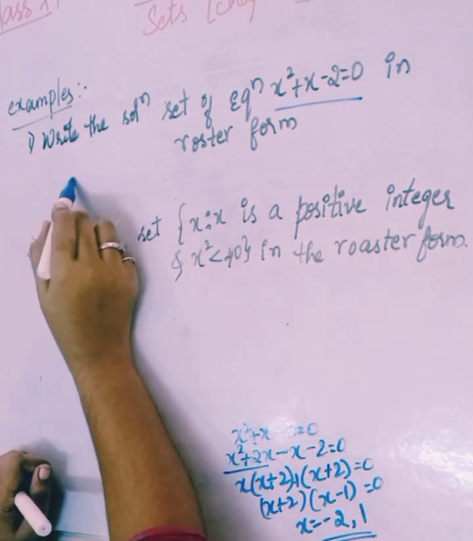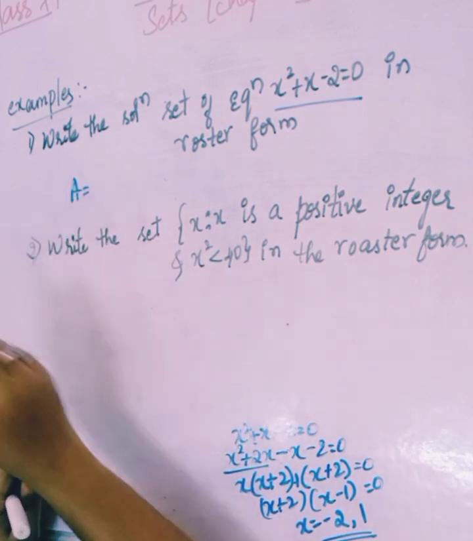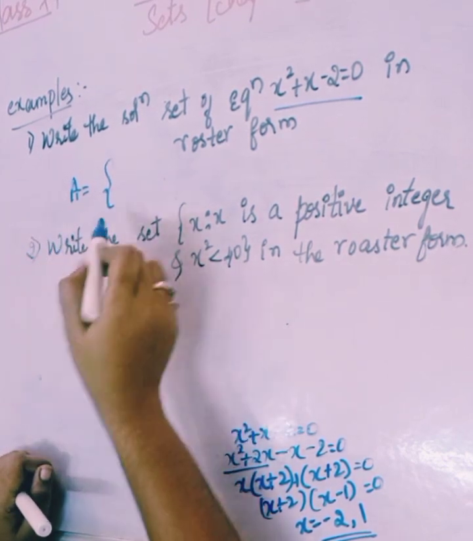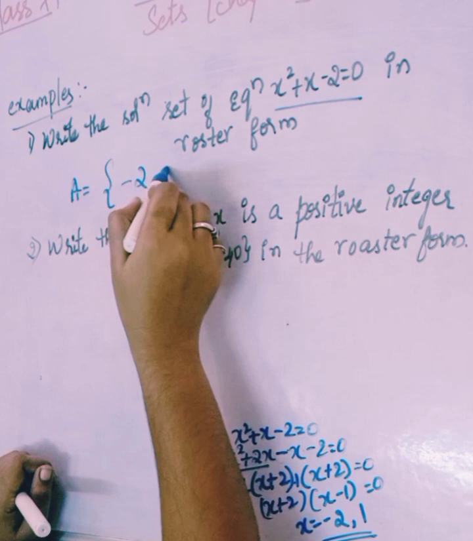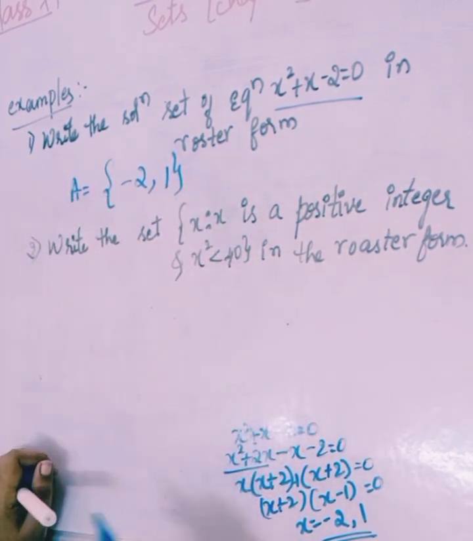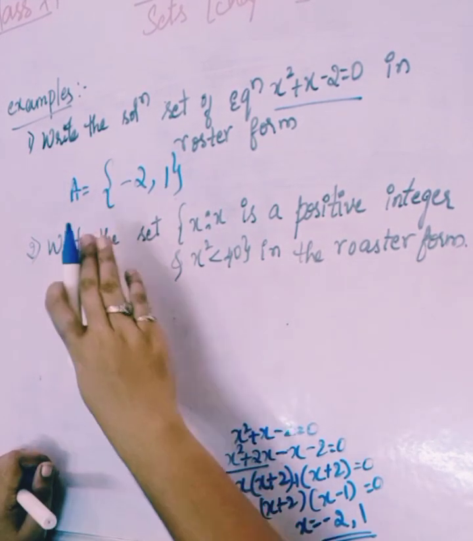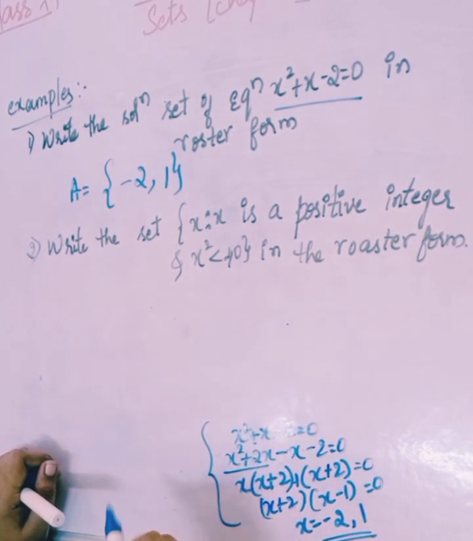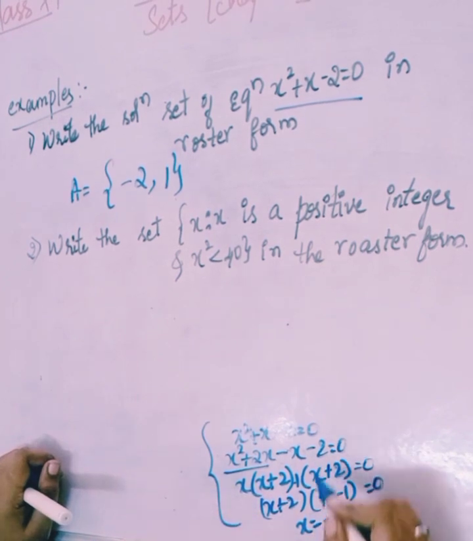We need to represent that set by any capital letter. I'll take A is equal to curly braces, and the answer we got is minus 2 comma 1. Close the curly braces. So over, that's the answer. You need to know how to solve this quadratic equation. If you don't know, you can go through my videos. You'll get to know how to solve this quadratic equation.